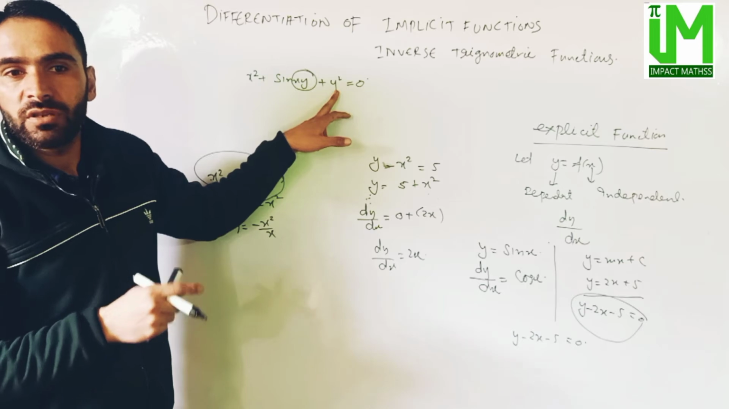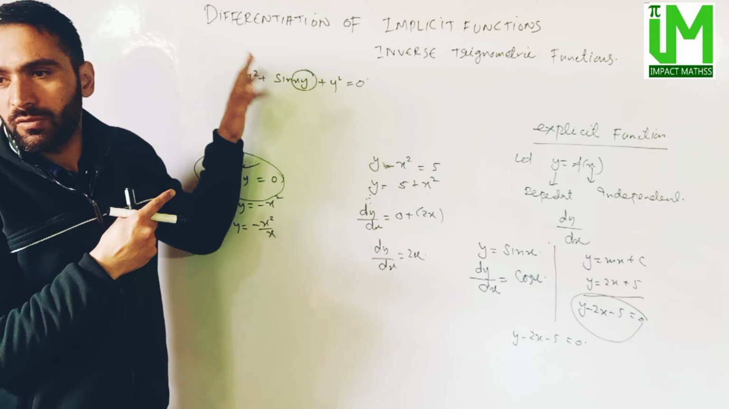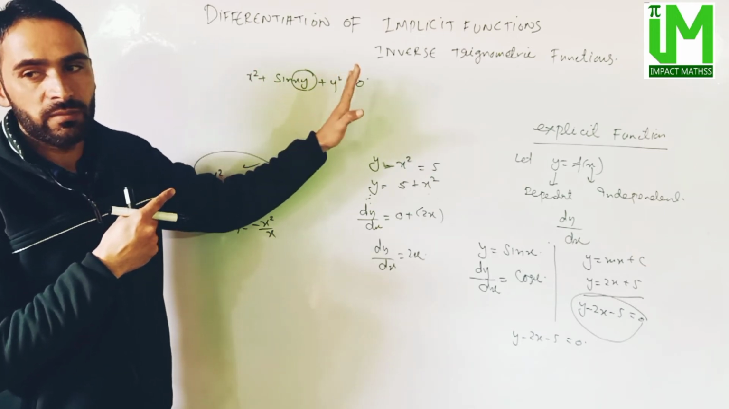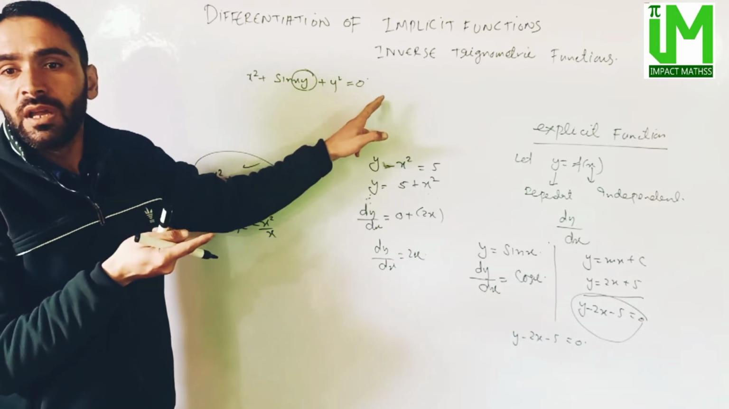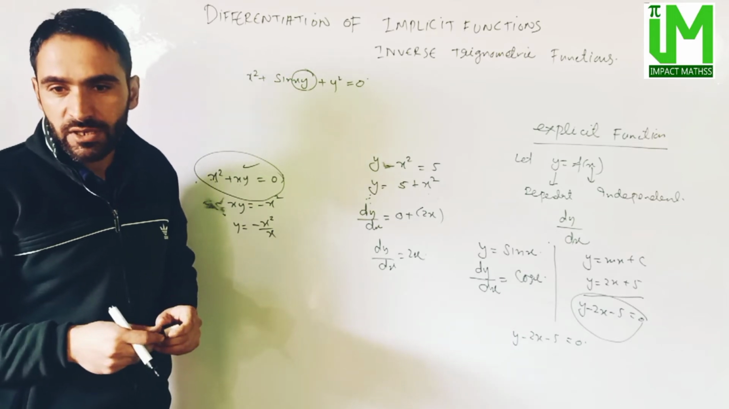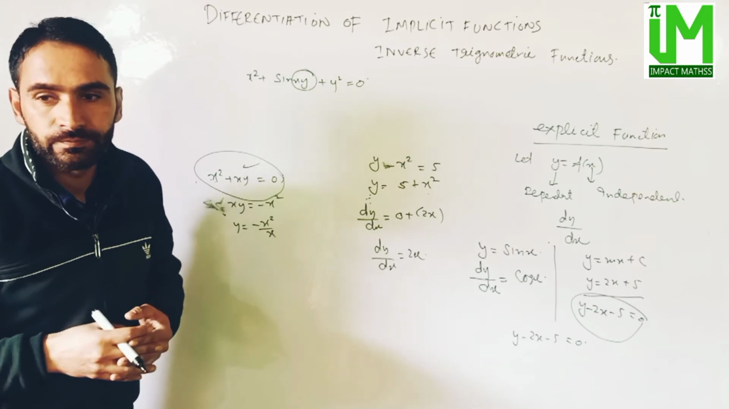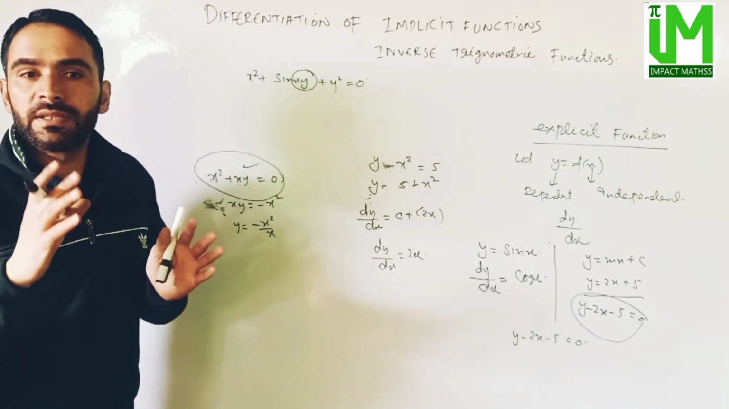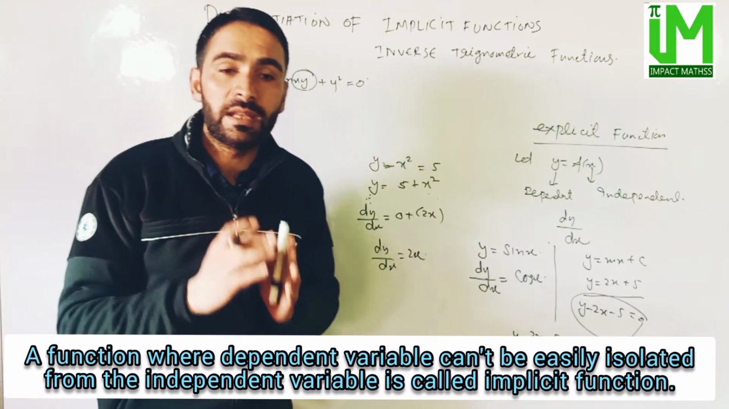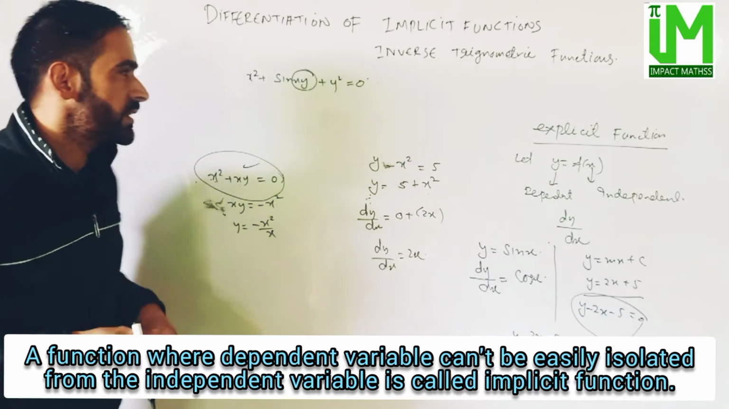So as an example, I showed x square plus sin xy plus y square. Here we cannot at once separate y from x. We cannot directly transpose the other terms in terms of x only to the right hand side. So such a function is called an implicit function. Simply, where there is no direct relation between the dependent variable and the independent variable, that will be called an implicit function.